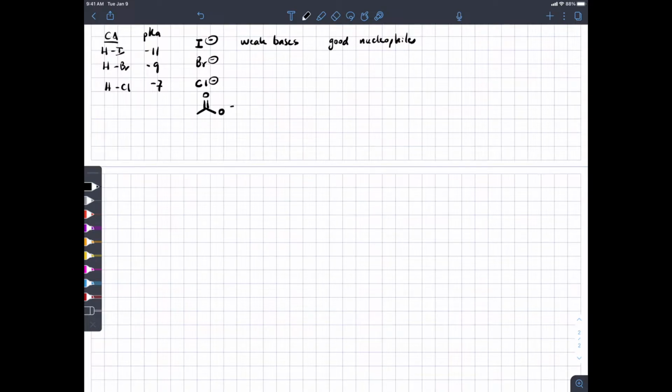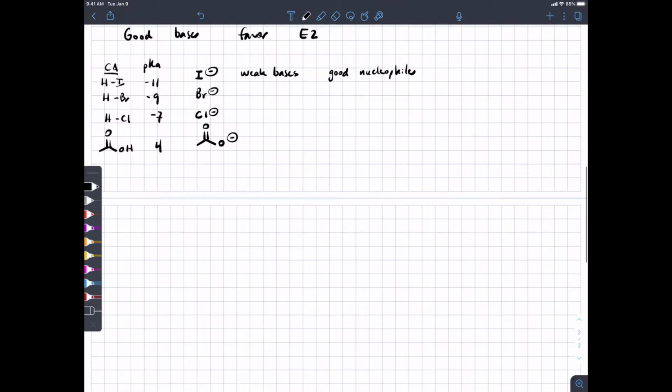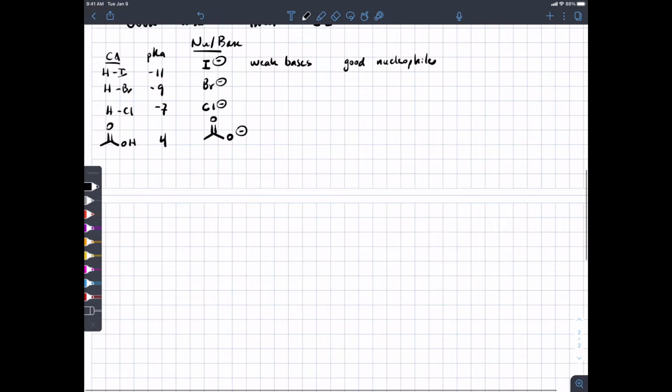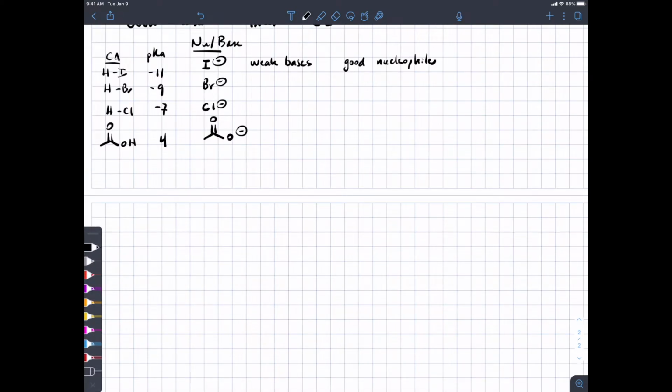On our list of things that could potentially be good nucleophiles would include the acetate anion, or any carboxylate anion. Its conjugate acid is acetic acid whose pKa is about 4. And we're going to put here nucleophile/base. Let's continue going down the list. Thiols, thiolates, negatively charged sulfurs, are good nucleophiles. The pKa of its conjugate acid is around 8.